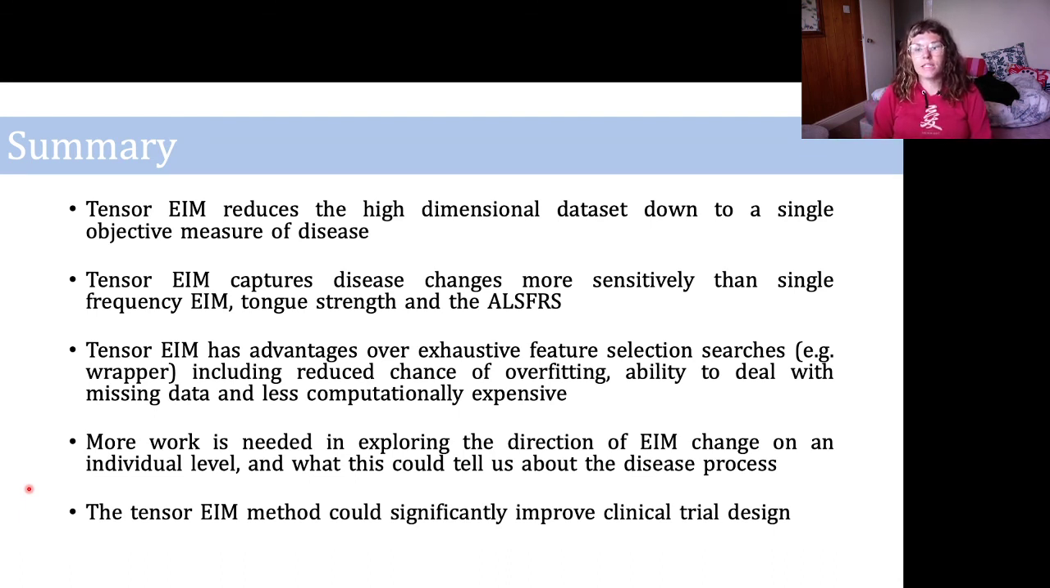method. So these include a reduced chance of overfitting to our dataset, since NTF is an unsupervised technique, and also the ability to deal with missing data points and being significantly less computationally expensive.